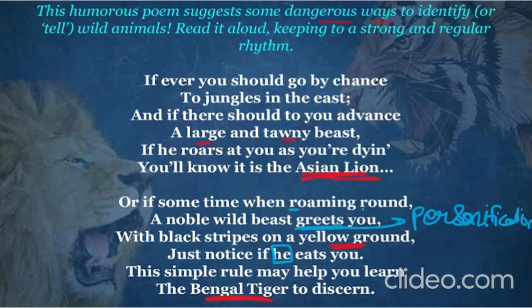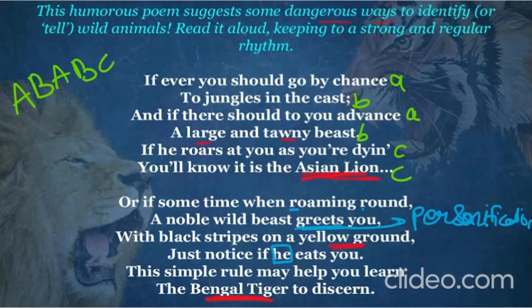Okay, so first one, chance, give it A. East is not matching, so B. Advance is matching with chance, so again A. Beast is matching with east, so B. Then dine is not matching with anyone, C. Line is matching with dine, so C. A B A B C C. That is the rhyme scheme of the poem.